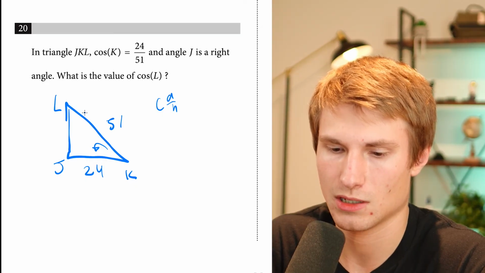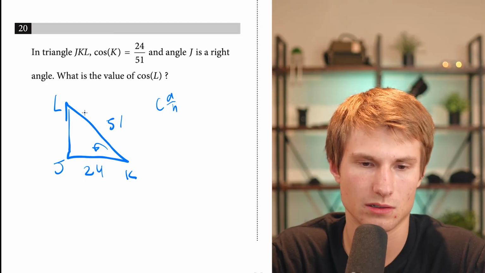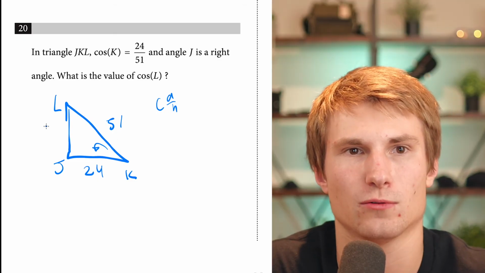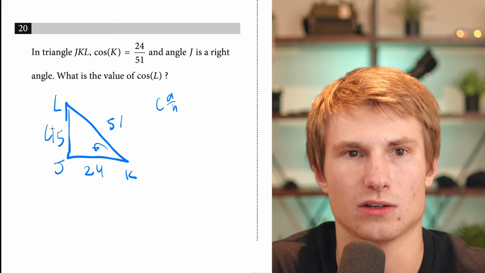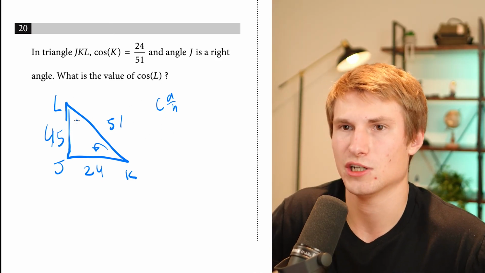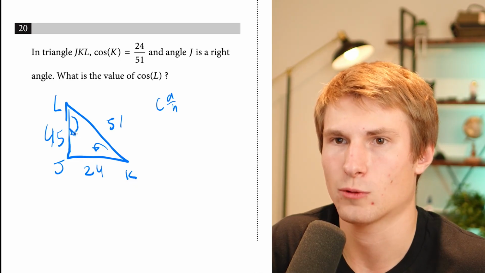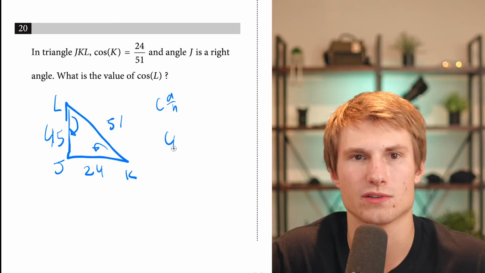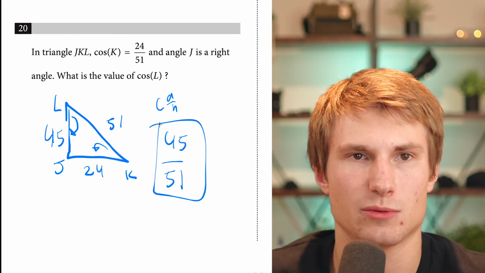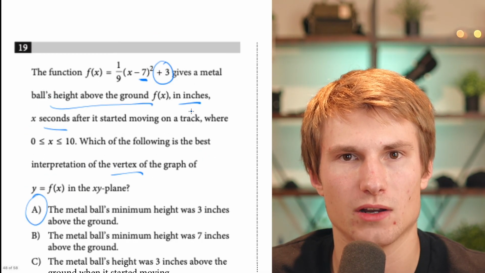Okay, let me put that in the calculator. That's going to give us 2025, which we have to take the square root of. That'll give us 45. So 45 is, not angle L, 45 is the side length LJ. From here, we need the cosine of L. So we need the adjacent to L, which is 45, over the hypotenuse, which is 51. So 45 over 51 would be our answer there. Okay, so that one's pretty simple. There's question number 20. From here, we can go ahead and move on to question number 21.